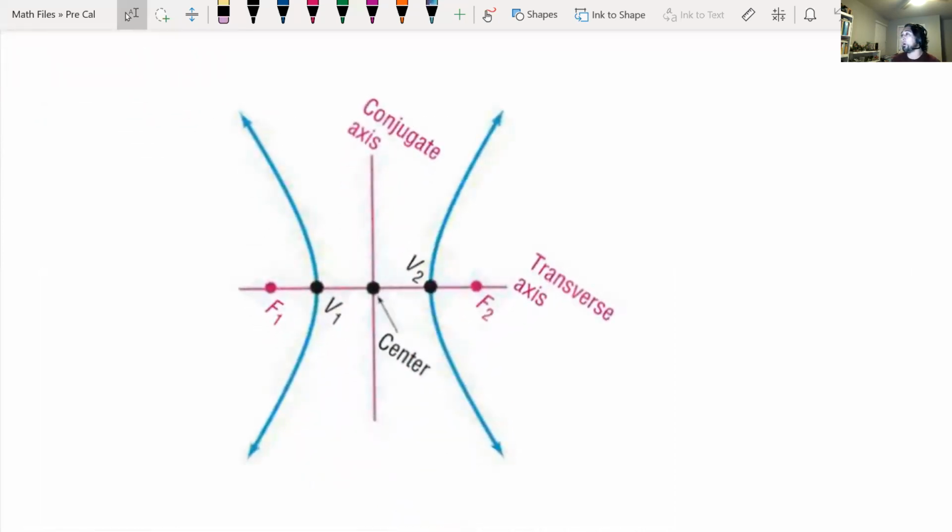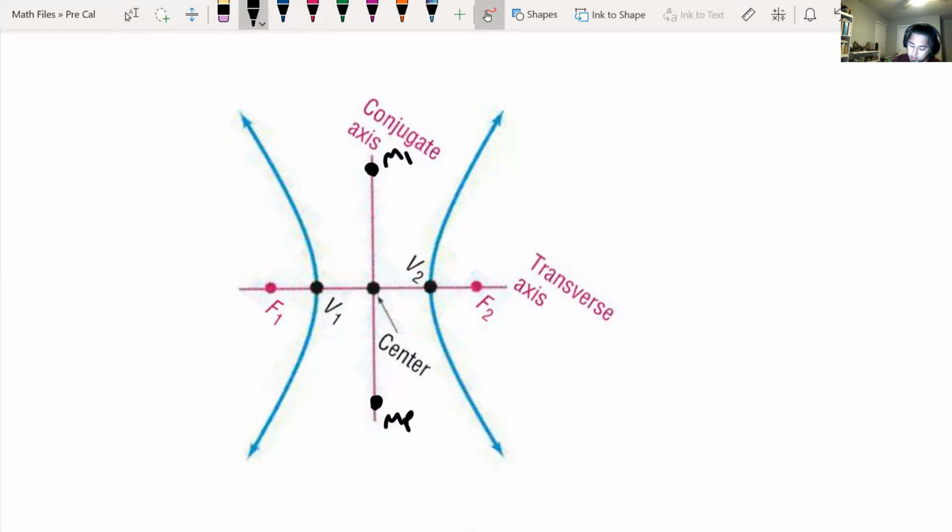So here is our hyperbola. Just like ellipses, you have two vertex or vertices. You have two focus or foci. And something not shown here is minor points. So I'll have minor points up here on the conjugate axis, above and below the center. And the axis containing the vertices and the foci and the center is called the transverse axis. So here's our minor points.